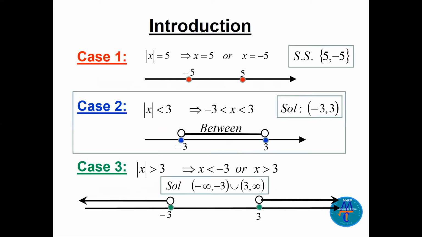Now, just an introduction here. If we have an absolute value of x equal to 5, that means x can be 5 or minus 5. That's simple. So the solution will be only two numbers. Clear. This is case number one.